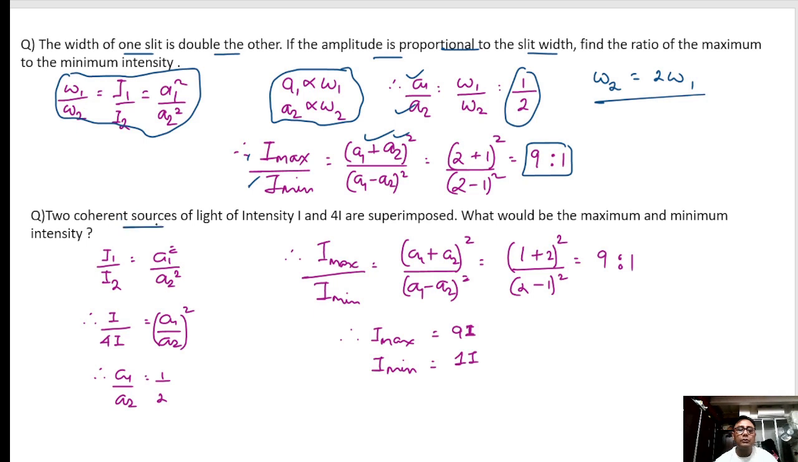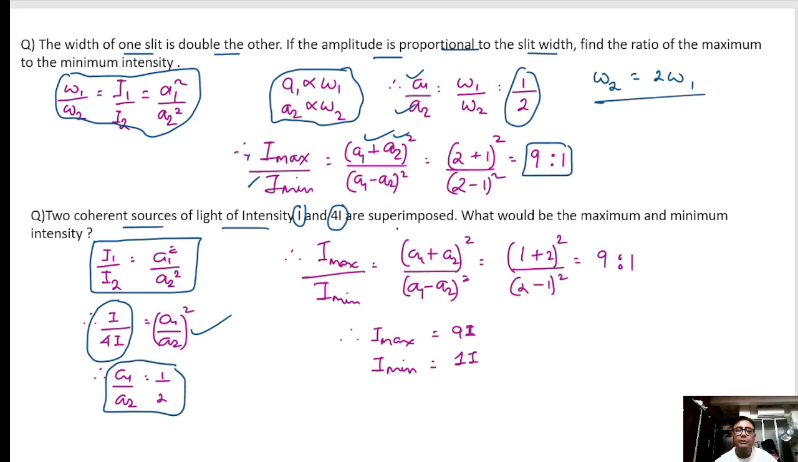Next, two coherent sources of intensity. The intensity ratio I1 by I2 is given as I by 4I. Okay, I by 4I. I1 by I2 is given this. And we know the intensity and amplitude ratio relation is this. So we can get the amplitude ratio. If I know the amplitude ratio, I can find out I max by I min. 9:1. Okay, so that is the ratio of the maximum intensity to the minimum intensity.